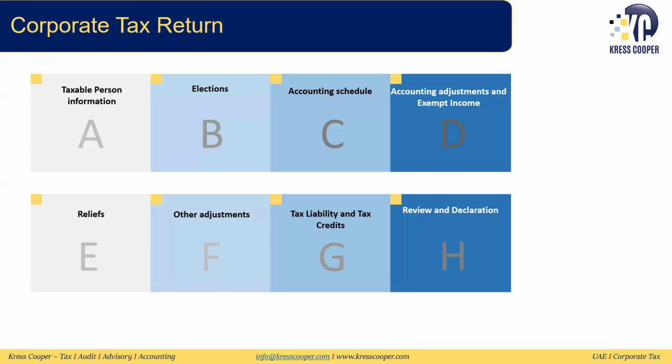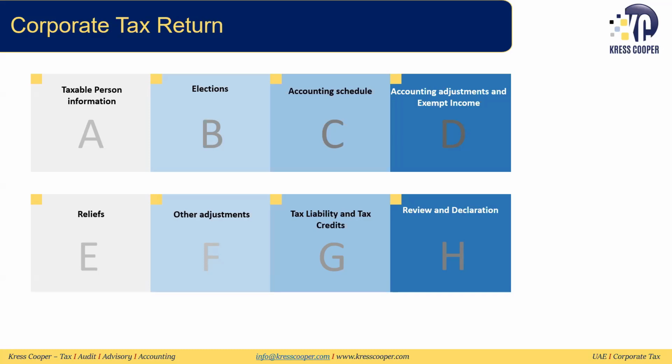So if you look at the corporate tax return itself, there are eight portions. It starts out with the taxable person information. Then elections are there that need to be made in the return. Some of them are elections that are required in the first return, and then they will not be repeated again in the subsequent returns. Some of them you will need to make in each return, as applicable.